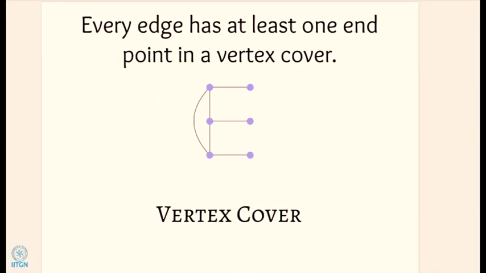First, let's try approximation, because we've already seen the spirit in which we do approximation. We know that every edge has at least one of its endpoints in the vertex cover. So does that naturally suggest an approximation?